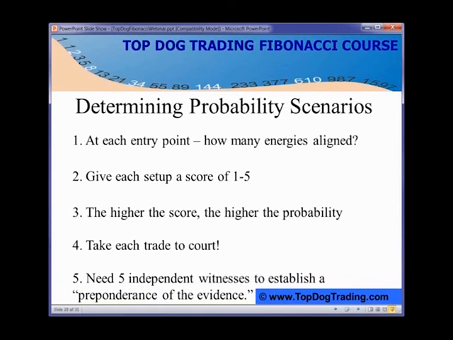And here's the key. We need 5 independent witnesses to establish a preponderance of the evidence. So again, no one of these things means anything. Nothing, including Fibonacci. But when you put them all together, then you have a probability scenario. So each one's important only insofar as it provides one piece of evidence to the puzzle.